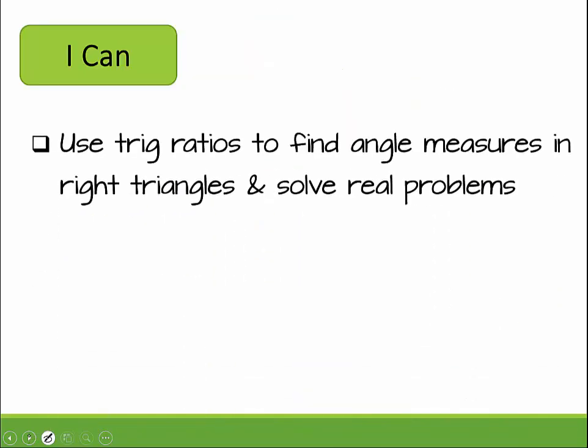So you should be able to use the trig ratios and inverse trig ratios to find angle measures in right triangles and to solve real problems. Make sure you write down any questions you have and we can go over them in class.